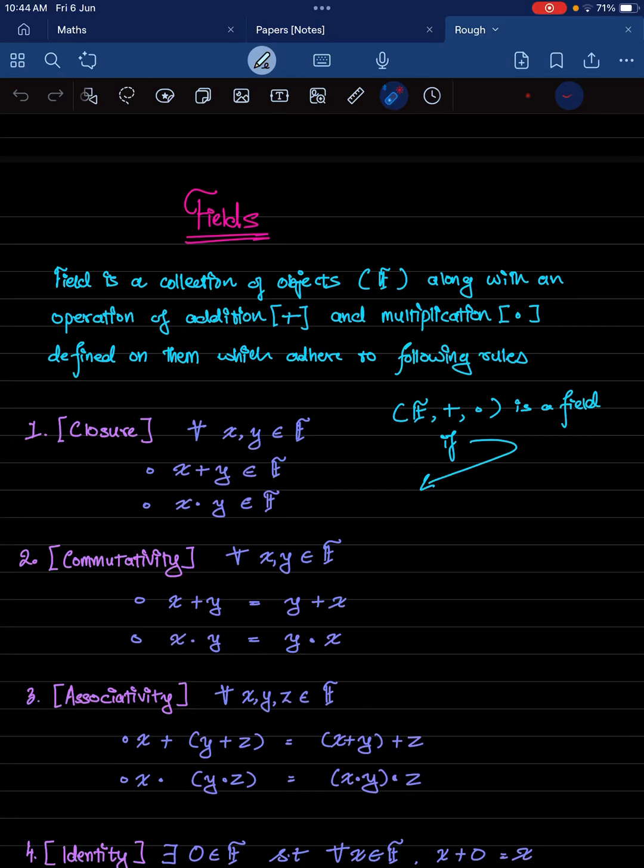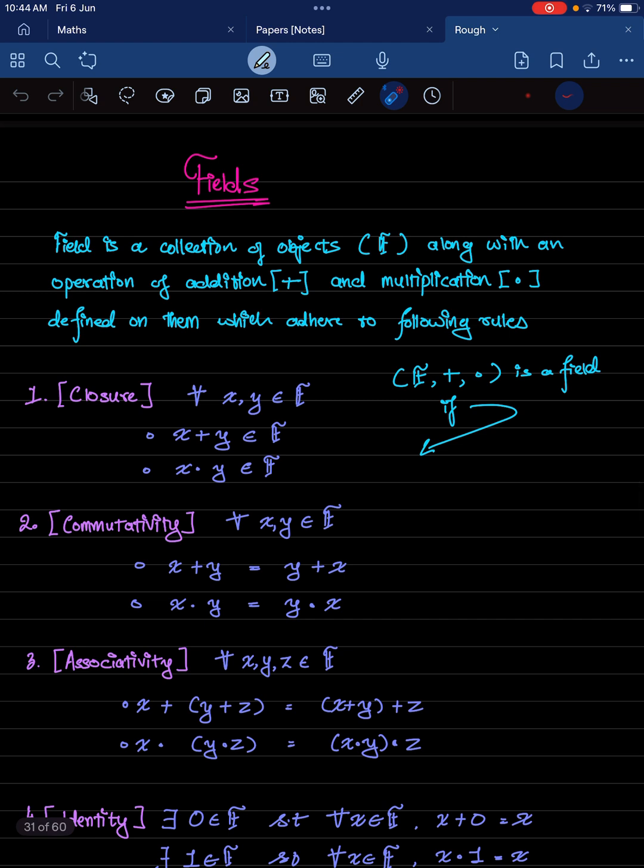Alright, hello everyone. So today I will be starting with the concept of fields, and the first few videos will be a bunch of definitions only. It's only in the later videos that we'll actually start deriving some results. But these definitions, the first of them being that of fields, will actually help us in the later videos.